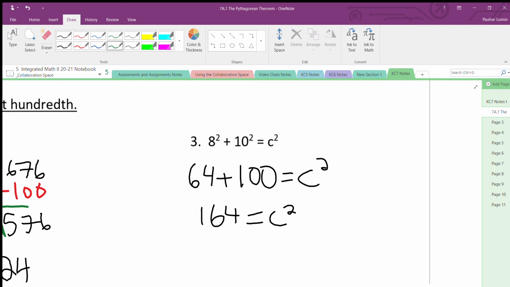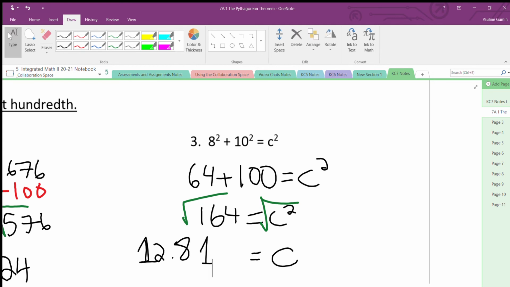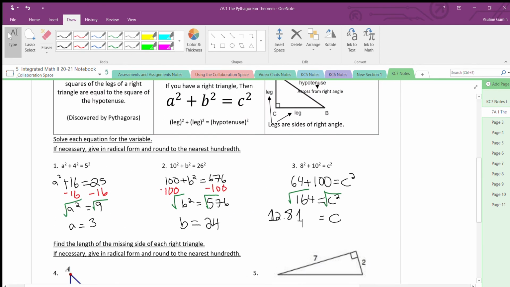And, unfortunately, there is no perfect square that gives us 164. The instructions say let's round to the nearest hundredth, so we get 12.81. And that happens. Not all right triangles will have perfect sides. The ones that do, by the way, like number 1 and number 2, those are called Pythagorean triples. They're perfect numbers that work with the Pythagorean theorem.